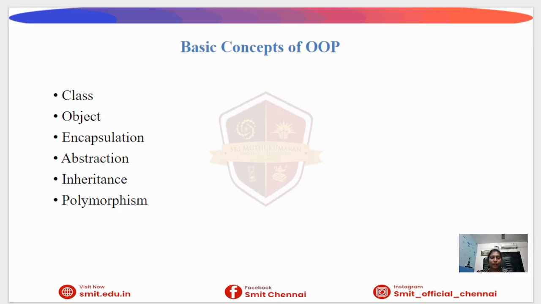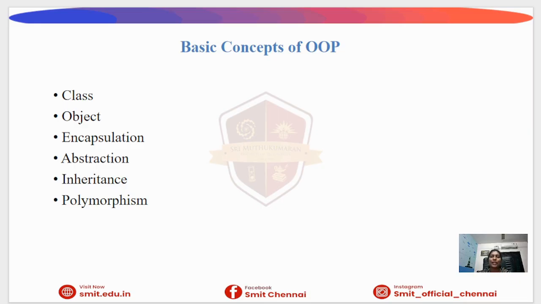In the next slide, the basic concepts of OOP. OOP is built on six major principles: class, object, encapsulation, abstraction, inheritance, and polymorphism. First, what is a class? A class is a blueprint or template used to create objects. It defines data members and member functions. What do data members mean? A data member is a variable, and a member function is a method. Next one is the object. The object is an instance of a class. It represents a real-world entity and occupies memory.